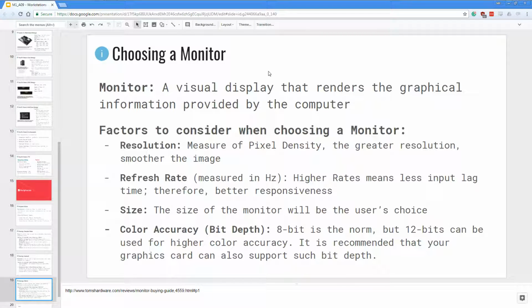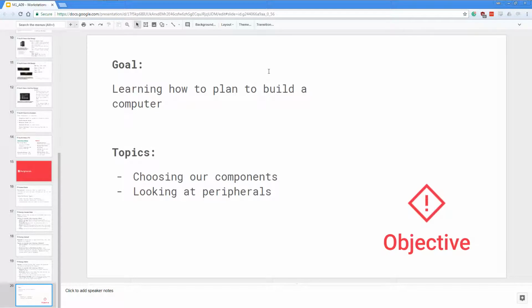Do you want 21 inches or do you want 38 inches, right? It really depends on how big you want your monitor to be. Next is the color accuracy. If you're doing a lot of color work, especially with Photoshop or video editing, 8-bit is the norm, but you might want to go higher, all the way to 12 bits. But a little tricky thing is that you have to have a graphics card or integrated graphics that can support high bit accuracy.